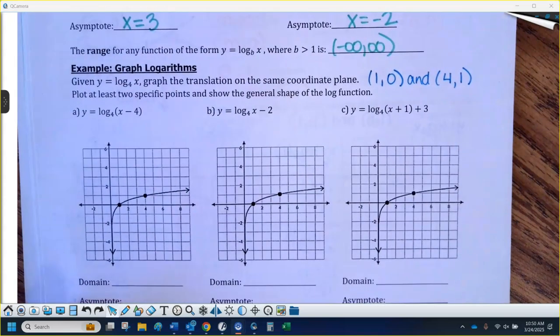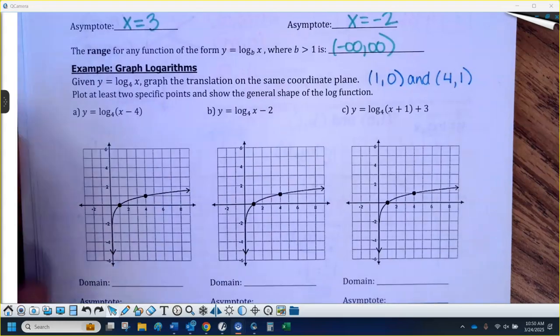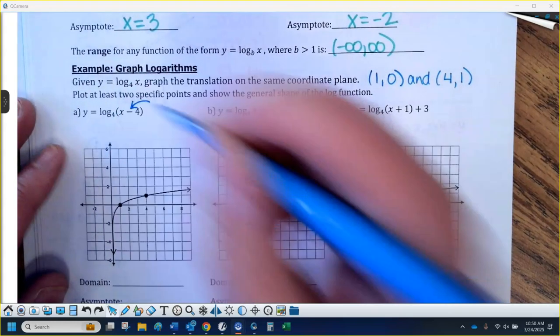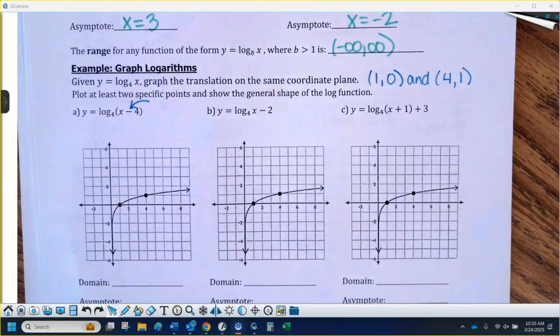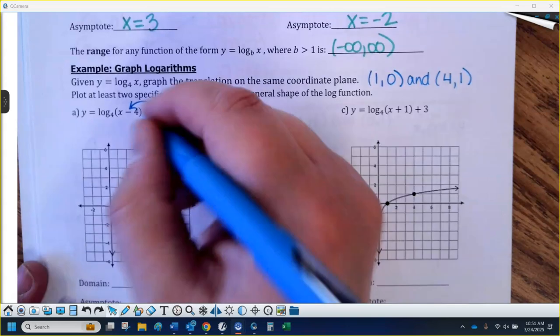It's up to you. I usually just shift the x and y axis. So can anybody describe to me, if I do log base 4 of x minus 4, how's that going to shift the graph? Like left, right, up, down, what am I doing here? This is going to go right 4.